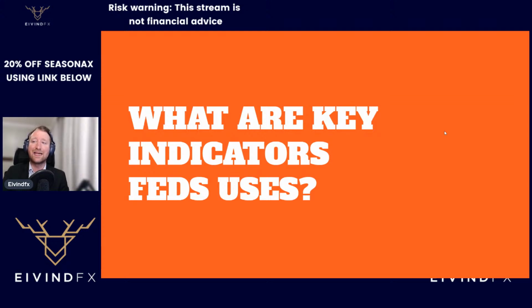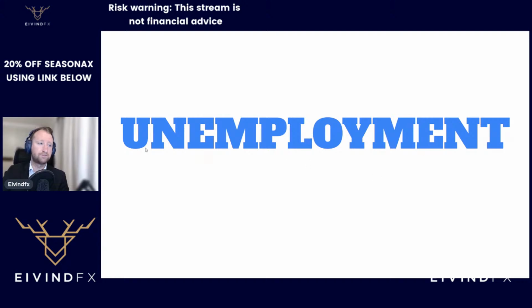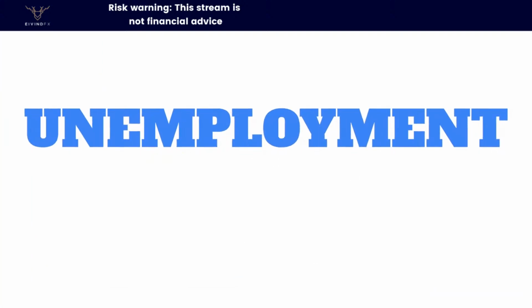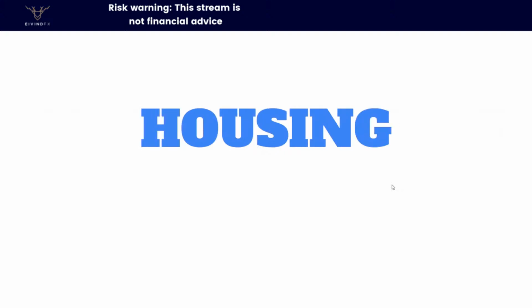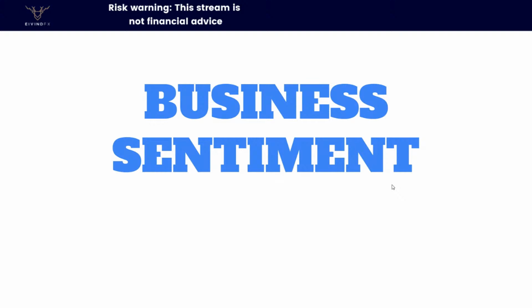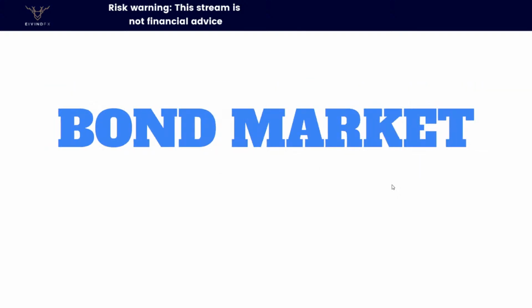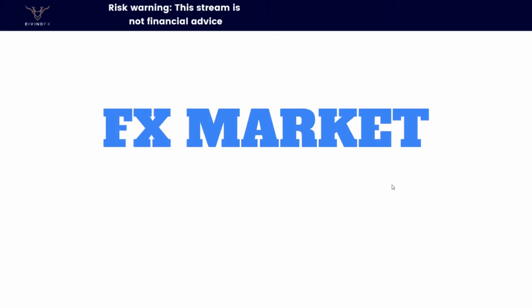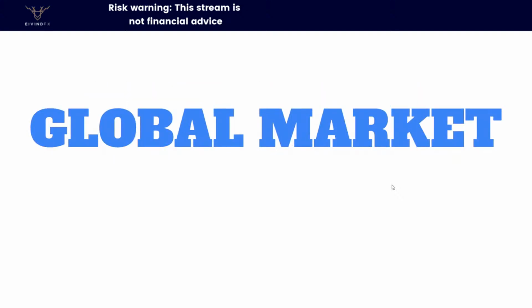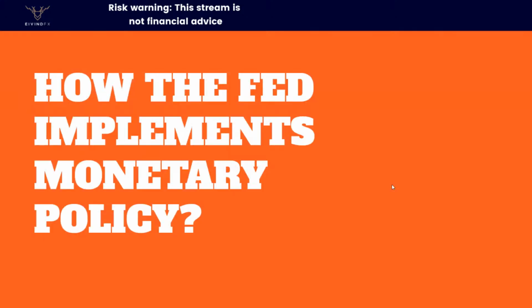What are the key indicators that the Fed uses? Inflation, unemployment rate, GDP, housing, household spending, consumer sentiment, business sentiment, manufacturing PMI, service PMI, composite PMI, bond market, stock market, forex market, commodities market, global market, fixed investments, and other risks to economic development.